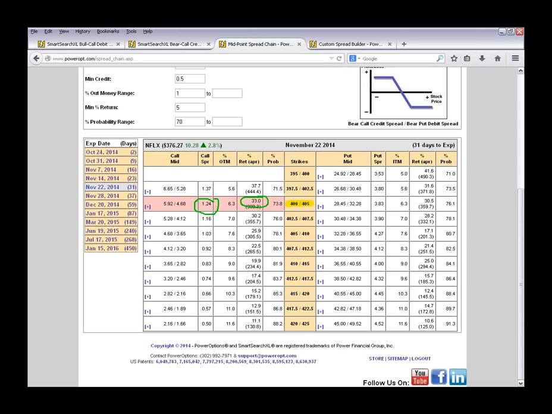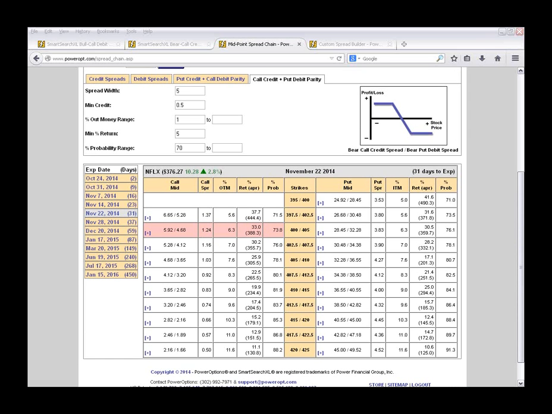Remember up here at the top, let me just go to that very quickly. In the spread chain view up here at the top, we're selling the 400. That's the strike we're selling. We're buying the 405. Our goal is to have the stock remain below 400 so that both calls expire worthless. We keep our net credit of $1.24, which is roughly a 33% return based on our margin requirement.